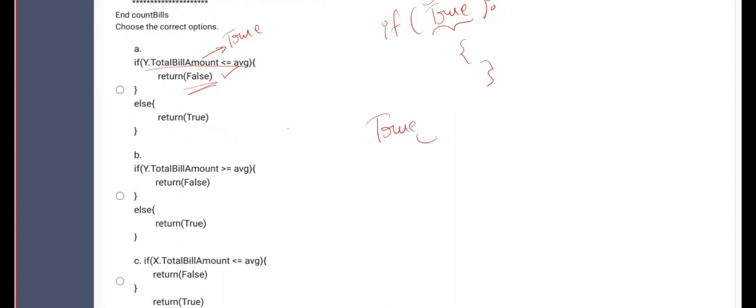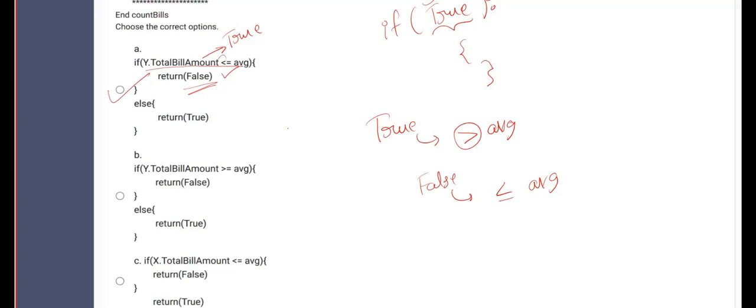When do we return true? If it is greater than average, but not greater than or equal to, only greater than. That means false will be returned for less than or equal to average. If y dot total bill amount is less than or equal to average, then return false, else return true.